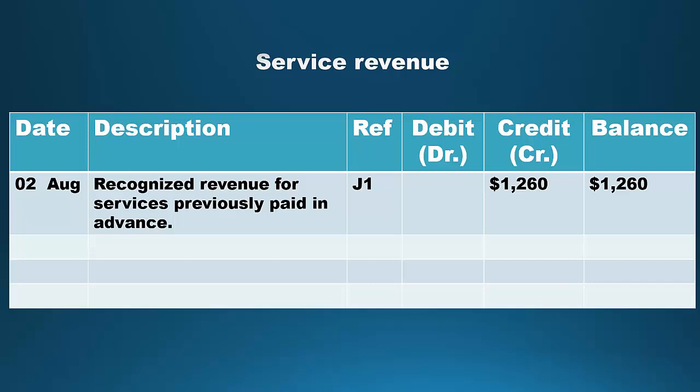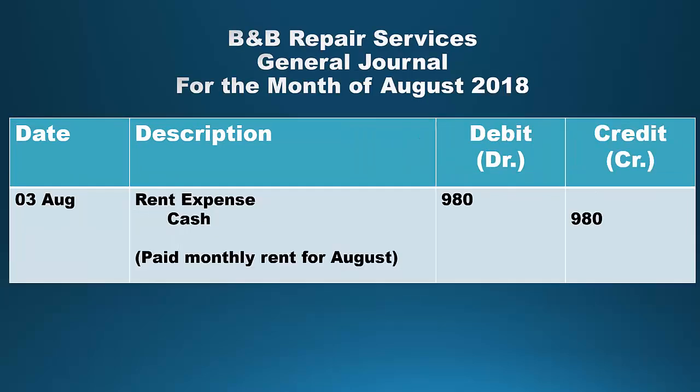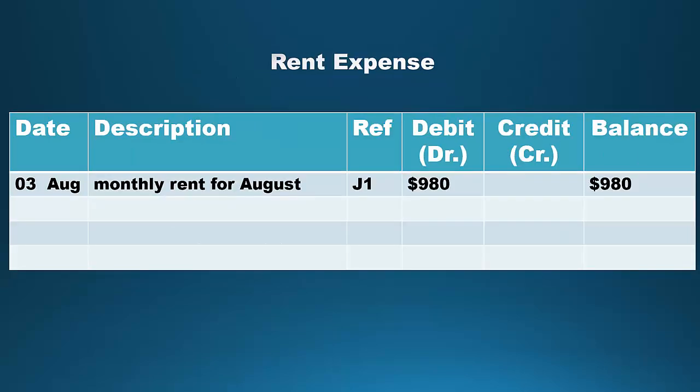Let's keep the momentum going with August 3. Step 1. Review the journal entry. The journal entry for August 3 was debit rent expense, $980. Credit cash, $980. Posting to the rent expense ledger. 1. Date. Write the date, August 3. 2. Narrative. Add the narrative. Paid monthly rent for August. 3. Reference. Add the journal reference. Write as J1. 4. Amount. Enter $980 in the debit column because expenses increase on the debit side.